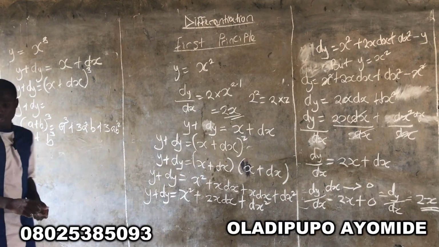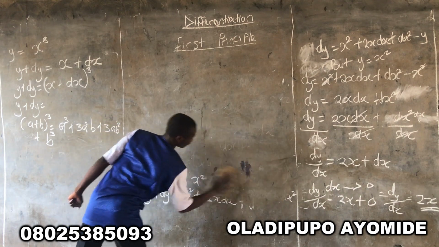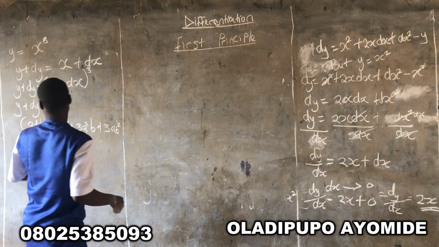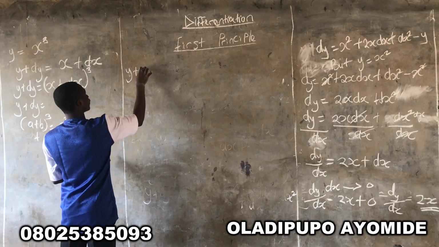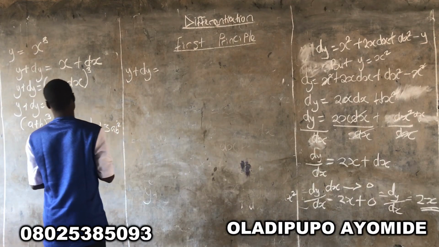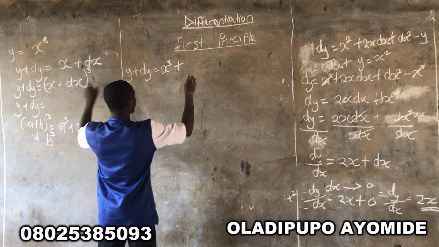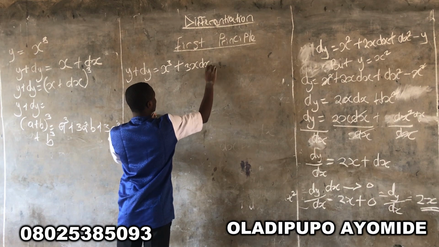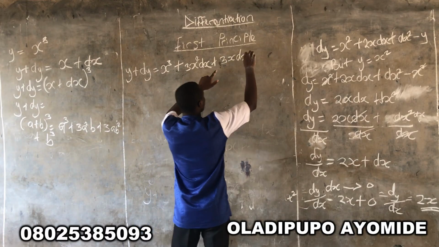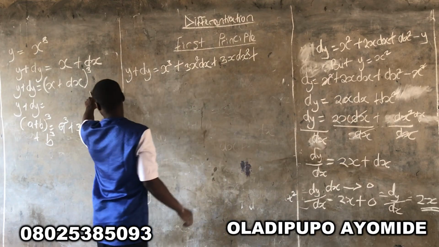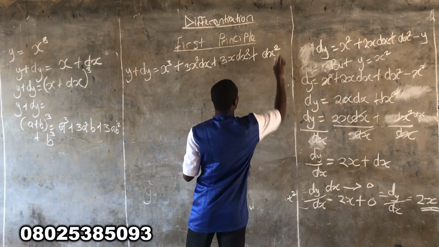So now applying this formula of binomial, we can say y plus dy is equal to x raised to power 3 plus 3x squared dx plus 3x dx raised to power 2 plus dx raised to power 3.